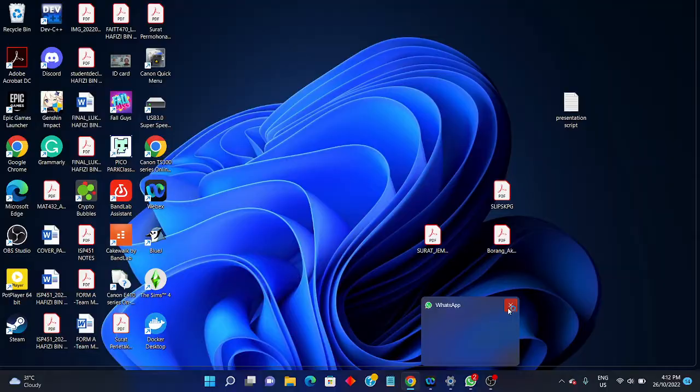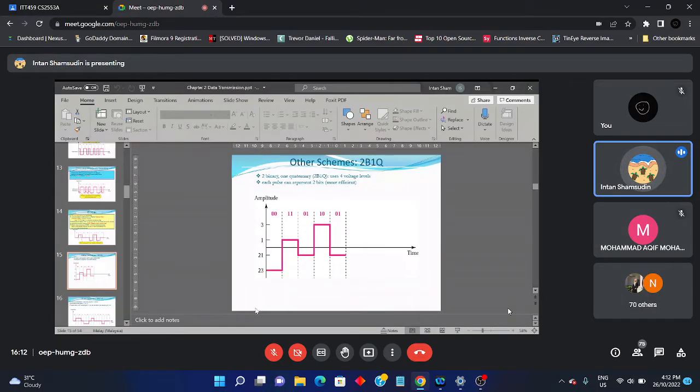So you all can read. Basically this one has its own rules, okay. So for 0, 0 it's actually -3, okay, and then 1, 1 is +1, right, and 0, 1 is -1, okay. For 1, 0 is +3, and then 0, 1 is the same as this one, -1. So that's how it is.